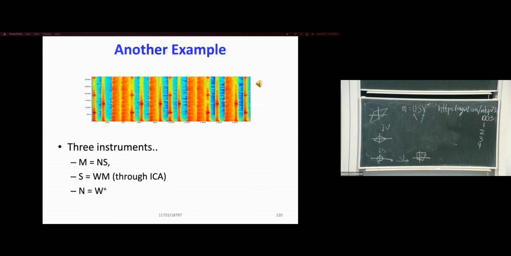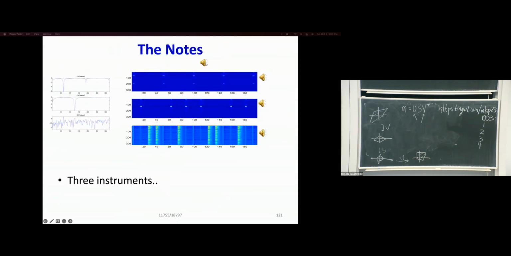And then ICA is run through this. Let's play the note. That's pretty good, right? So it actually delineated them. ICA found the independent signals.